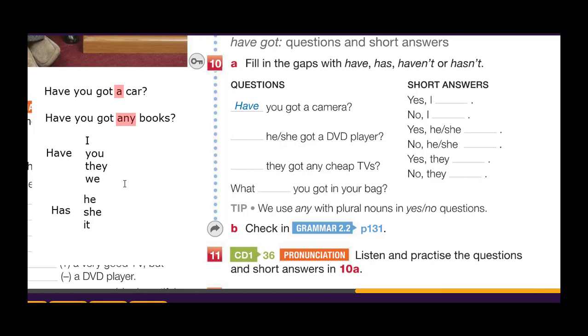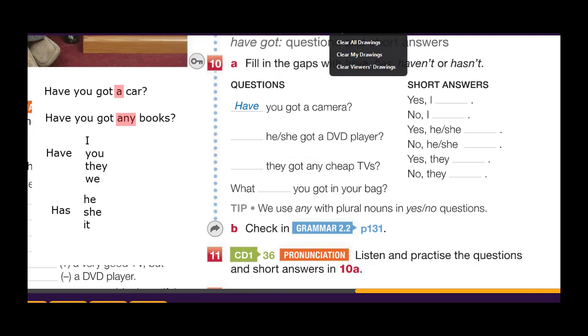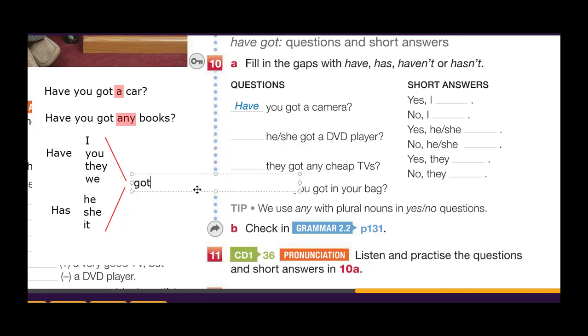And I write here got for all of it. After got, if you have singular, what do we write? A plus singular. If you have any, you write any plus plural.